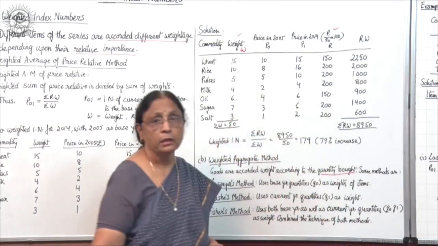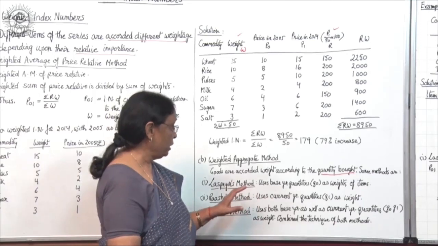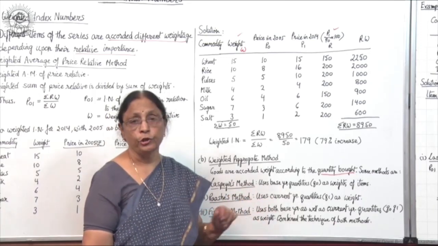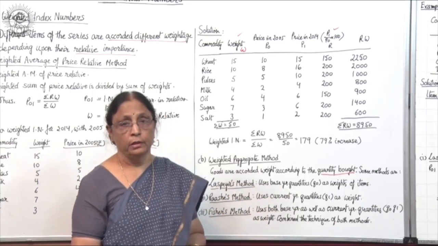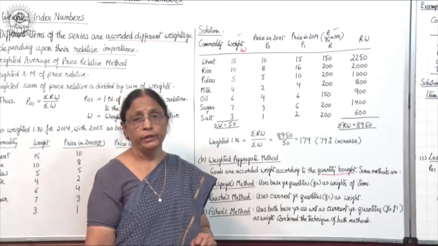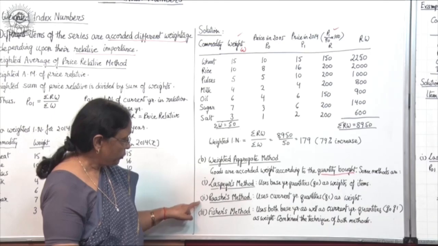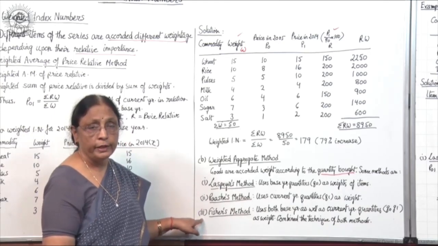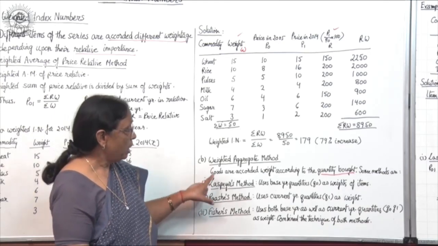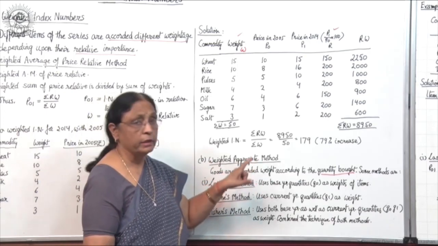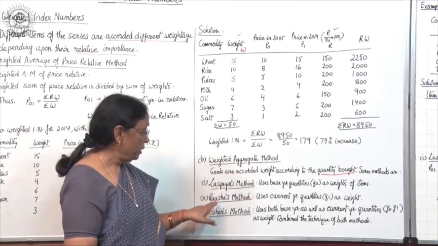And under this, there are 3 main methods that you are going to learn according to your syllabus. There are other 2 methods also, but those are not in your syllabus. So you are concerned with only these 3 methods, right? And we'll see how the weighted aggregate method is applied in 3 ways.